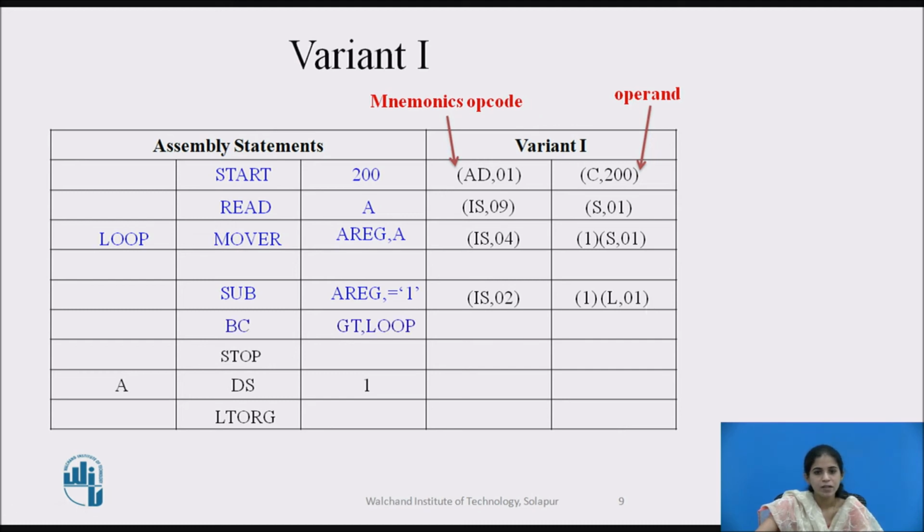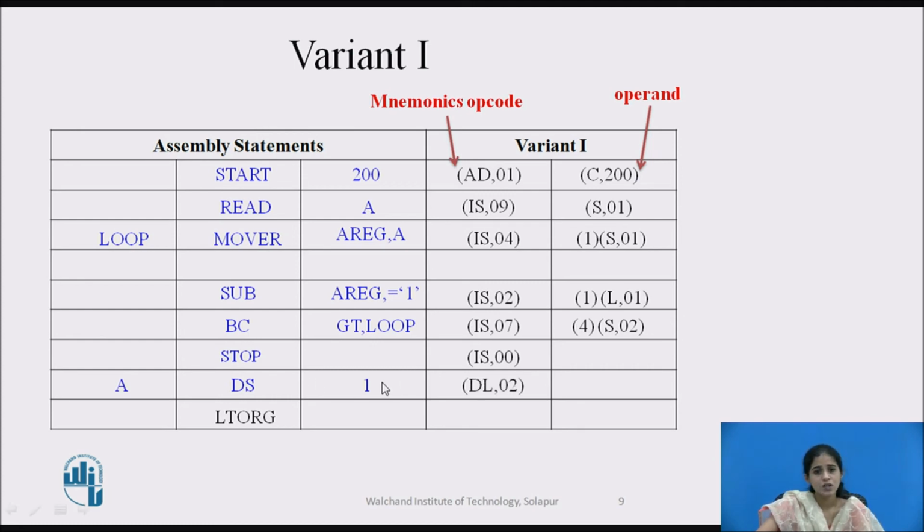Similarly we process the next statement, BC GT comma loop. Here we specify IS comma 07 because BC is a branch on condition and it is an imperative statement. GT comma loop. For the GT the code is 4, and after that the second operand is loop. It is a symbol. So that's why here we specify the code S comma 02. 02 indicates the entry number of that symbol in the symbol table. Now similarly we process the next statement, stop. Stop is an imperative statement, we specify the code IS comma 00. 00 is the opcode for stop.